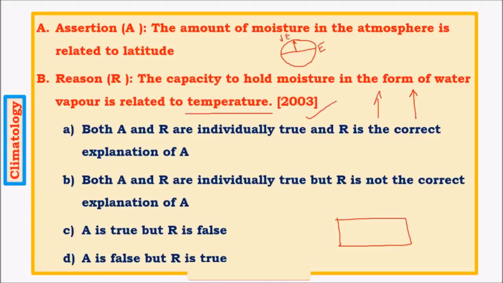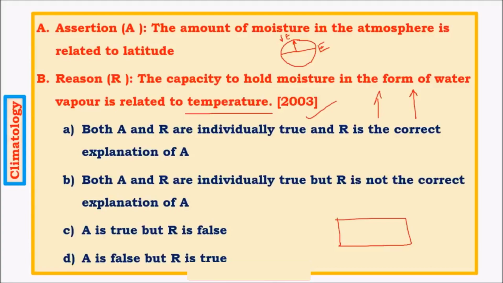So when evaporation is lower, we see that there are lesser chances of condensation and precipitation. That's another concept. But if you see the point, the amount of moisture in the atmosphere is related to latitude. Hence, yes, it is related to latitude. How? We have seen this. Evaporation is greater at the equator and it reduces with latitude. This is because of change in temperature.